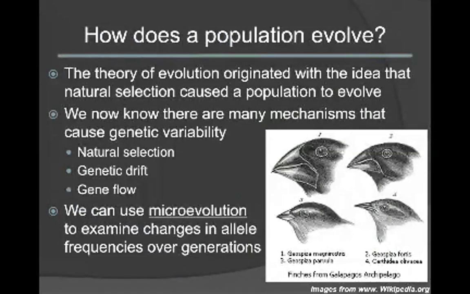The theory of evolution originated with the idea that natural selection is the mechanism that can cause the evolution of a population. We also now know that there are many different mechanisms that can cause genetic variability within a population. Natural selection is one of them, but we can also have different mechanisms such as genetic drift and gene flow. All of these processes can cause the evolution of a population.